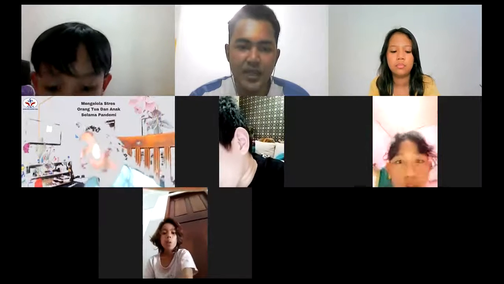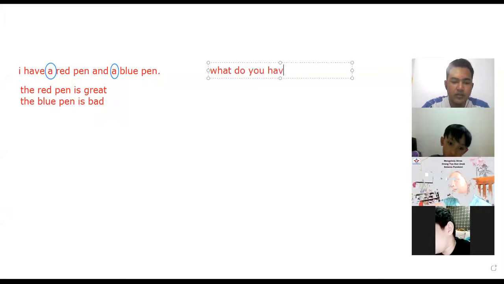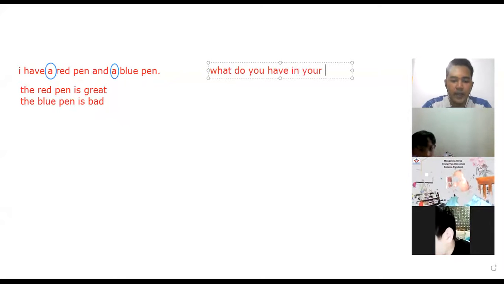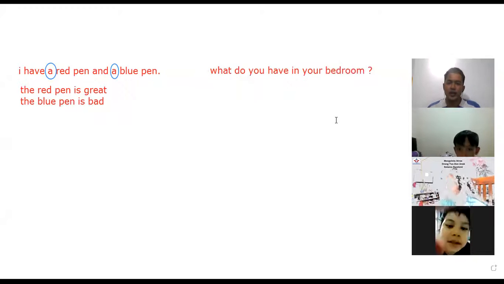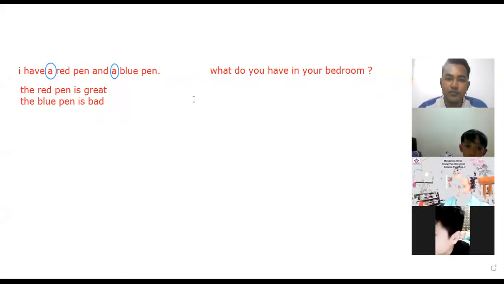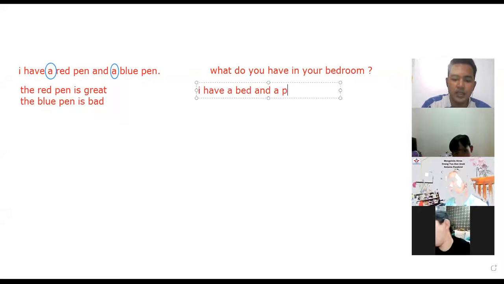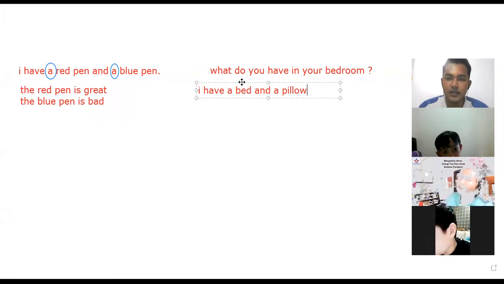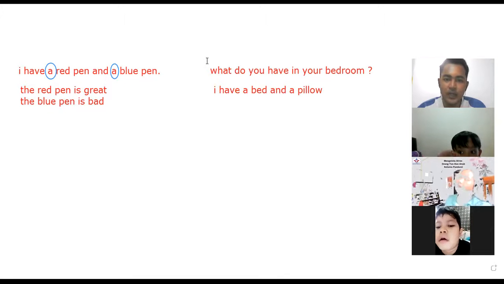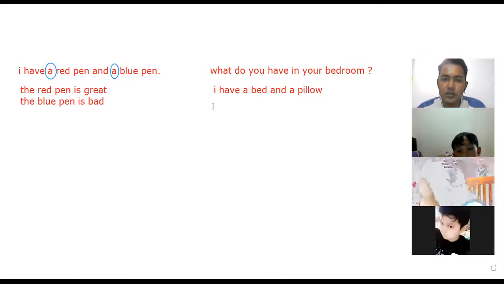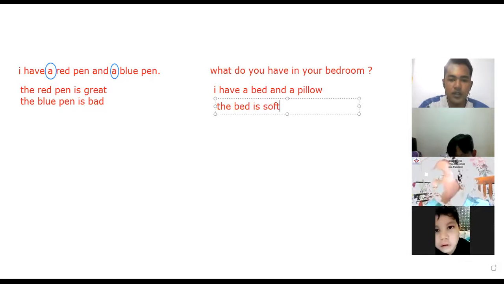Okay. Now let's talk about this one. So the question is, what do you have in your bedroom? Can you see the screen here? You can say, I have a bed and a pillow. But remember, everyone, after you use a or an, you must say the bed is soft. You can say the bed is soft.